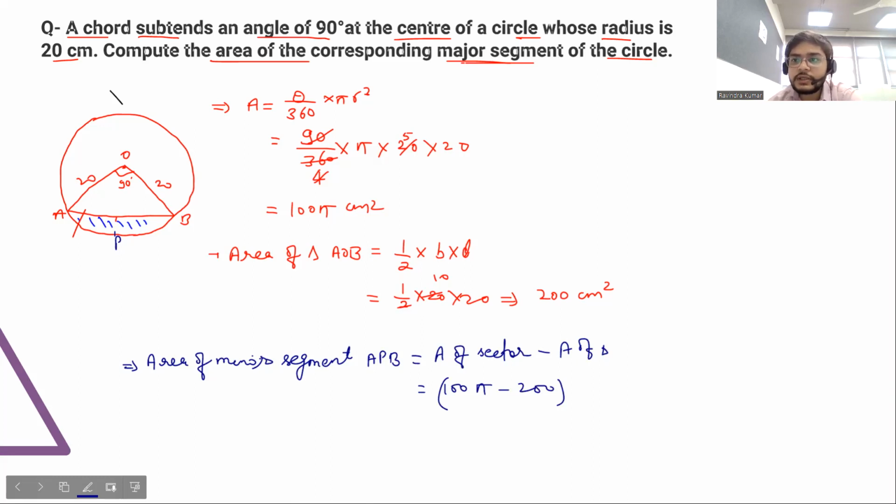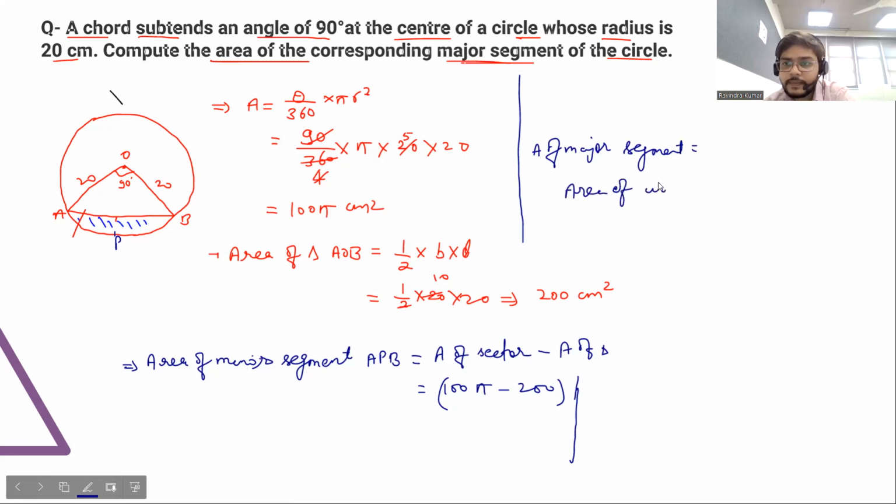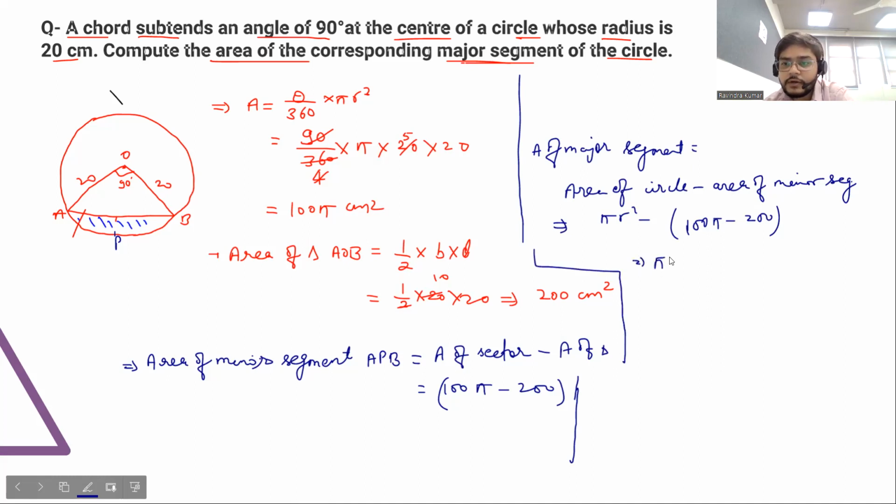Now, we have to actually calculate the area of the major segment. What we need to do is very easy, because the area of the major segment is equal to the area of the complete circle minus the area of the minor segment, right? So what is the area of the circle here? It is pi r square. You know that already. And the area of the minor segment we calculated as 100 pi minus 200. So now it will be pi 20 square minus 100 pi plus 200. So it will be 20 into 20, that is 400 pi minus 100 pi plus 200.